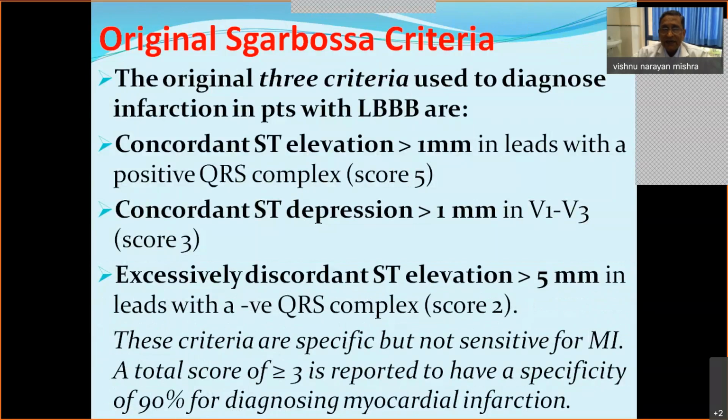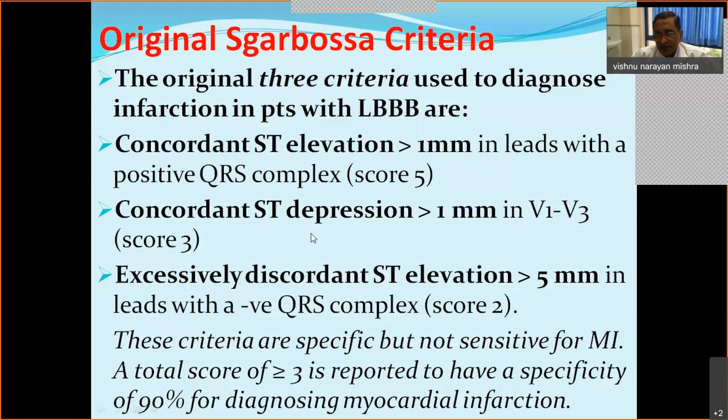So there is a criteria known as the Sgarbossa criteria. This was the original Sgarbossa criteria, which I will tell you right now, and then it has been modified by Smith. So, Smith's modification of the Sgarbossa criteria. What this criteria says, there are original three criteria used to diagnose infarction in a patient with left bundle branch block. These are concordant ST elevation, that is more than 1 millimeter in leads with a positive QRS complex. So if there is a lead with a positive QRS complex, just like lead aVL, and if there is an ST elevation of 1 millimeter, then it gives a score of 5 to this finding.